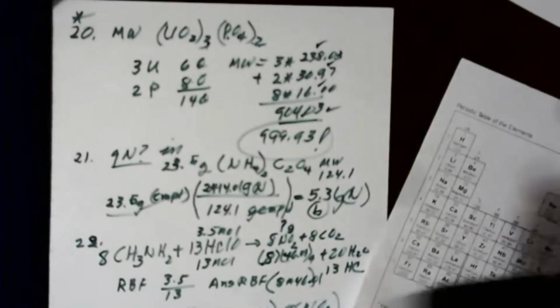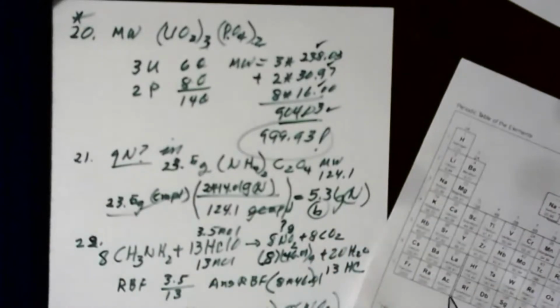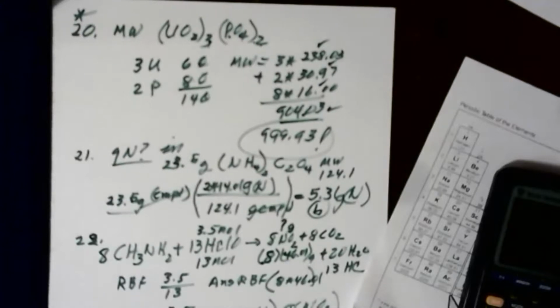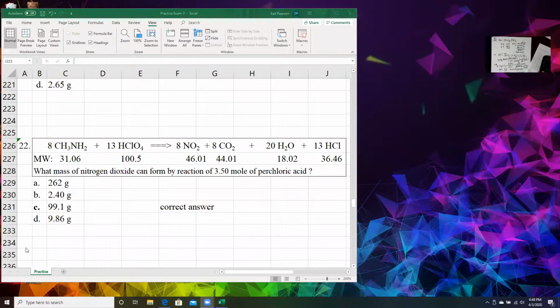All right, so let's do the math. If I take 3.5 and divide by 13, that would give me that number, but I don't need it right now. I just multiply it by 8 and multiply it by 46.01. And my answer comes out to be 99.1 grams of the NO2 is what we would form. So let's go back and look at our answer on the test. And the answer on the test is C. So that's going to do C for the problem.